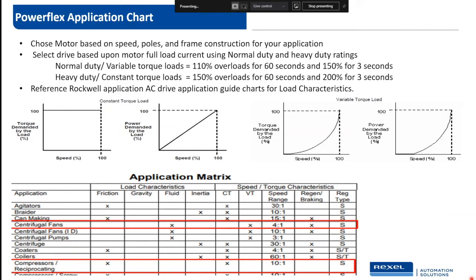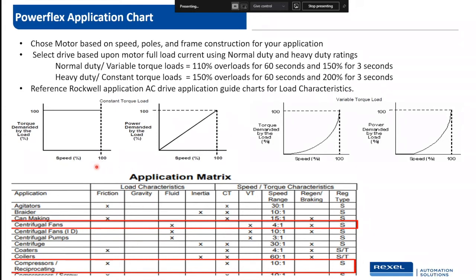What's the definition of normal duty and heavy duty? It is variable torque load for a normal duty and constant torque load for a heavy duty. I'll let you read, there are different overload settings for both inside of our drives. And I just want to cover real quick, I have about 2 minutes left, constant torque versus variable torque in our application matrix that we publish.